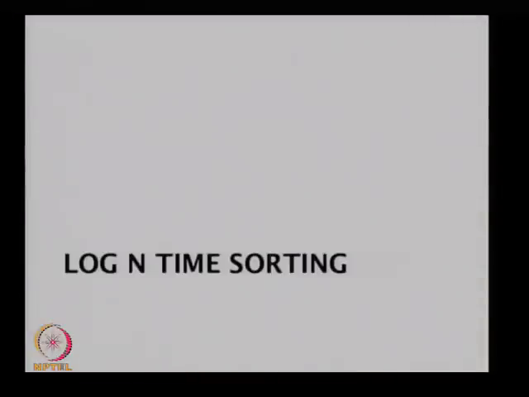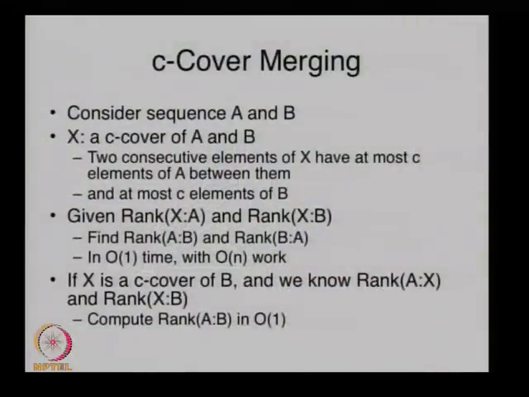So this is log n time sorting, and it is based on the idea of cover merging, which means that I am going to merge two lists given some prior information about the lists. Prior information is given in the form of a third list, called a cover. The idea of a cover is that it has fewer elements than the original list, and the cover is distributed evenly over the original list. For example, if I take every fourth element of a given list, that forms a 4-cover. The cover is for a sorted list.